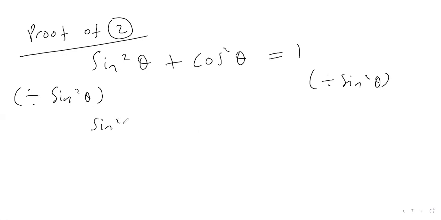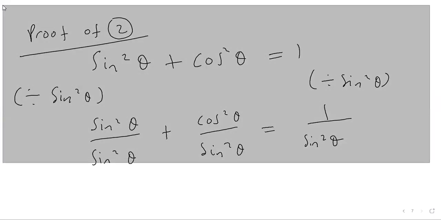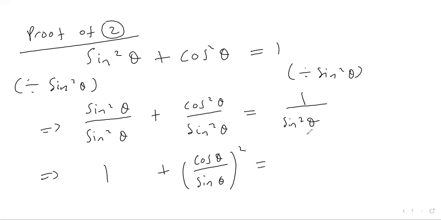If we do that, we get sine squared over sine squared plus cos squared over sine squared, and that's going to be equal to 1 over sine squared theta. Sin squared over sin squared is just going to give us the number 1. And then cos over sin all squared is what we have here, and that is equal to 1 over sin squared.